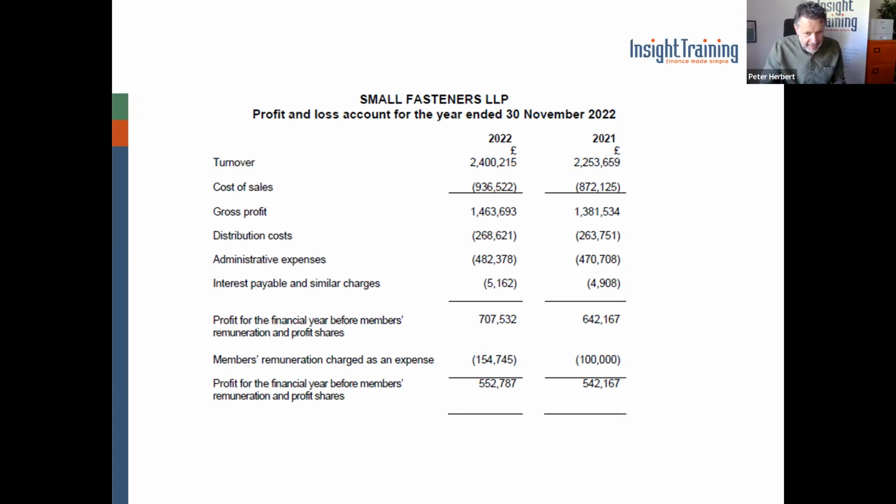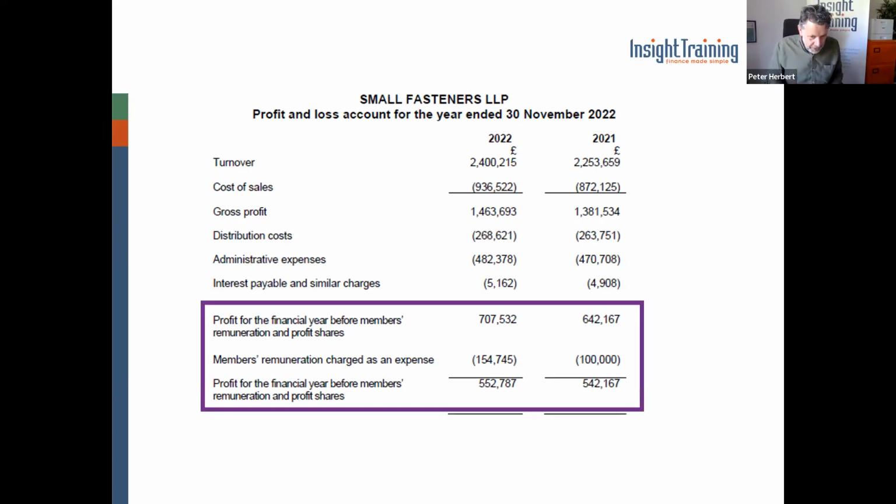The bit that's different for an LLP there is the bit at the bottom, and particularly the reference to members' remuneration charged as an expense. So any element of the profit for the year to which the members are unequivocally entitled. We talk about the profit being divided between the members. That will be charged as an expense to the P&L and credited then to loans due to members in the LLP balance sheet. That's not a specific requirement or aspect of small LLP accounts. That's an aspect of LLP accounts generally, and that's obviously something going on here.